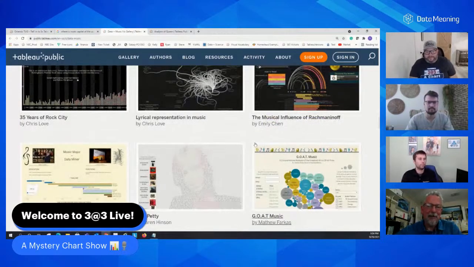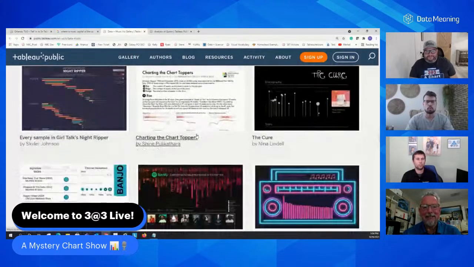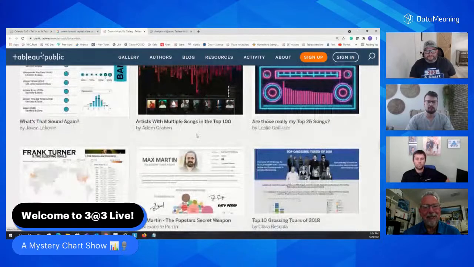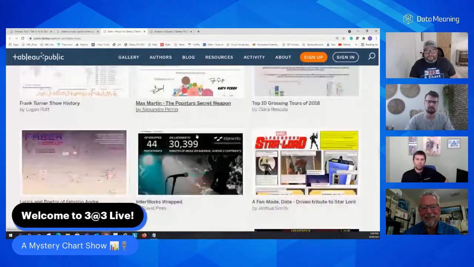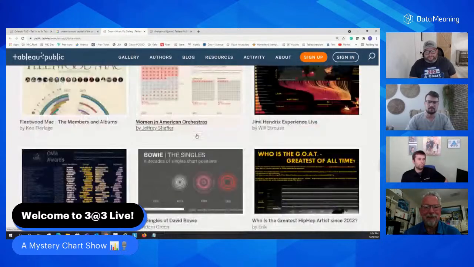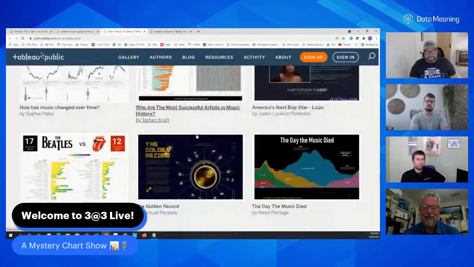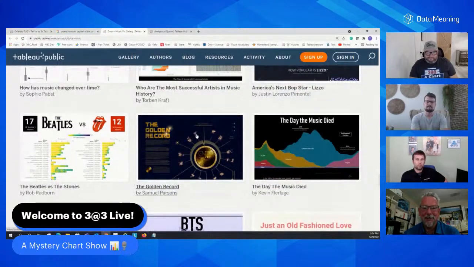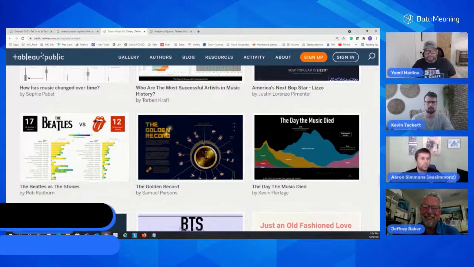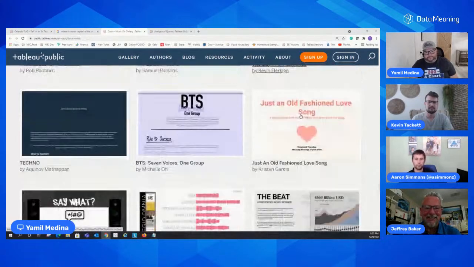Oh yeah. When I went looking for a good viz on music, I searched on Google and whatever, and actually it all comes back to Tableau Public. That's where I found the viz I'm going to share today. There's so much out there, and it's incredible. The world of music has so many different dimensions and ways that you can slice it up, so it's going to be an exciting time today talking about music.